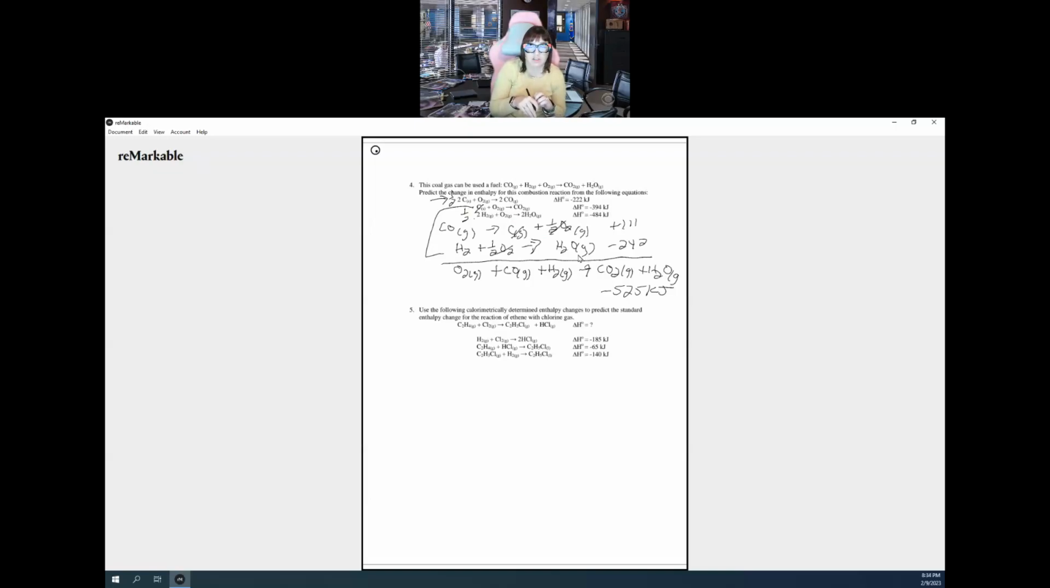Use the following calorimetrically determined enthalpy changes to predict the standard enthalpy change for the reaction of ethane with chlorine gas. C2H4 plus Cl2 gives me C2H3Cl plus HCl. Okay, fine. C2H4. I'm looking for C2H4. I see C2H4 right there. It is a reactant, so I'm going to work with that as is. I'm not going to rewrite it. So this I'm going to take down. Cl2 I want as a reactant, and I see that right here, so I'm going to pull that down.